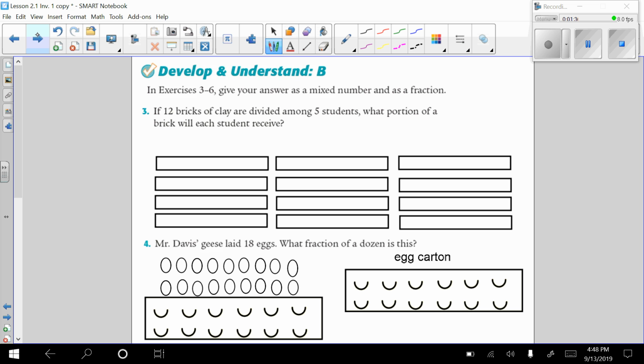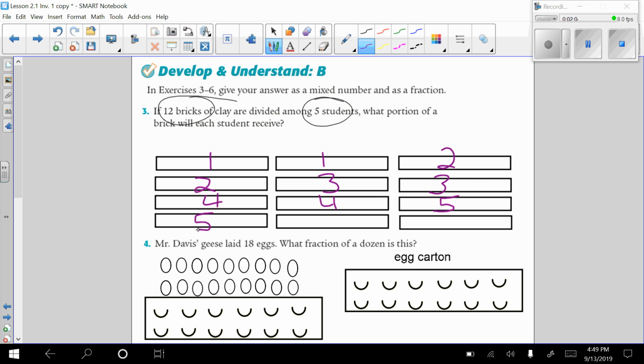The first one was you had 12 bricks of clay and 5 students. We circled our numbers, 12 bricks, 5 students. We determined that since we had more bricks than students, we would be able to use whole bricks for this. So we broke it up into 5 groups. Student 1 got 2 bricks, student 2 got 2 bricks, student 3 got 2 bricks, student 4 got 2 bricks, and student 5 got 2 bricks. We had 2 left over.